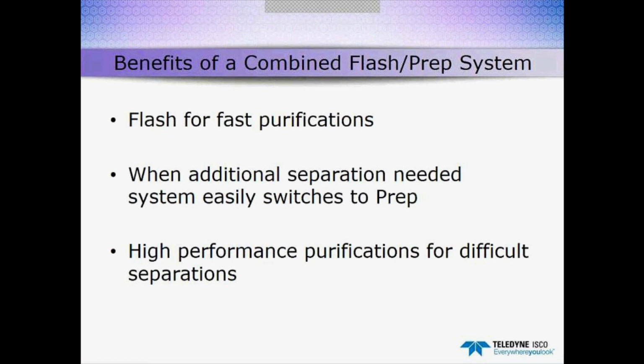So let's talk a little bit about the benefits of a combined flash prep system, and then we'll go through some applications to illustrate those. With a combined flash prep system, on one side of the system you have a flash that's good for fast purifications, and at the same time, when you need that additional separation or resolution afforded by a high-performance preparative column, you can easily switch over to the prep side and run your sample there. So you've got your flash for fast, you've got your high performance for difficult purifications.